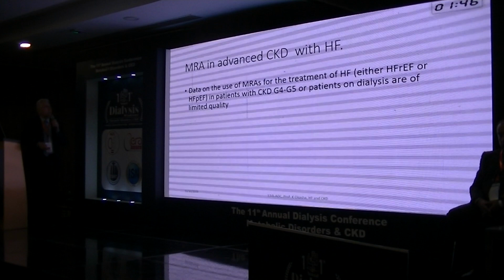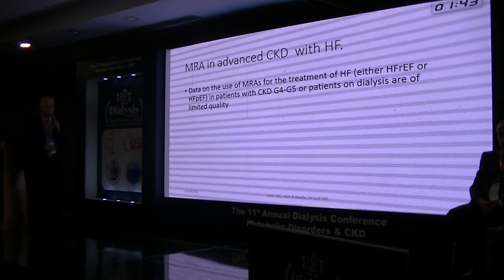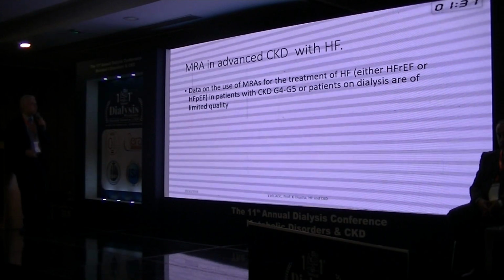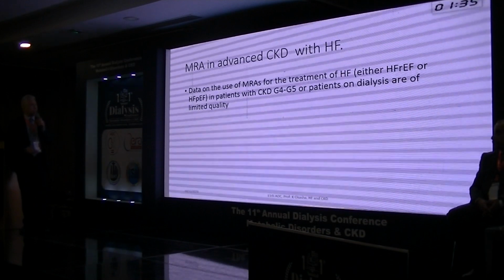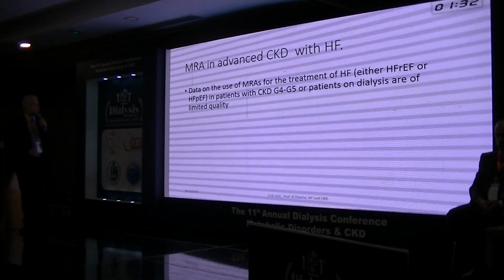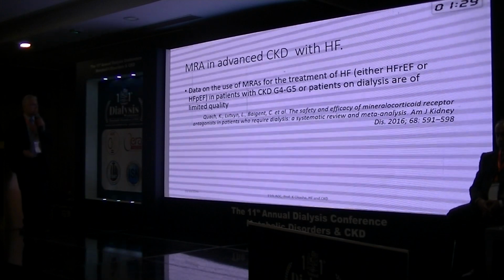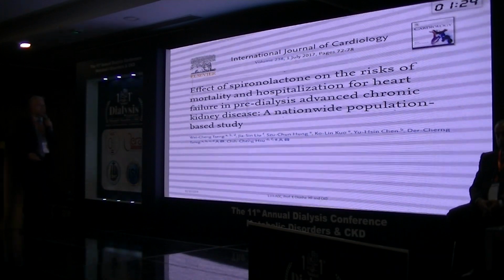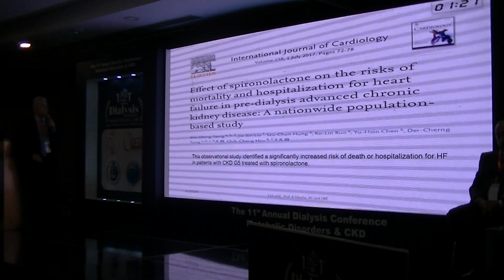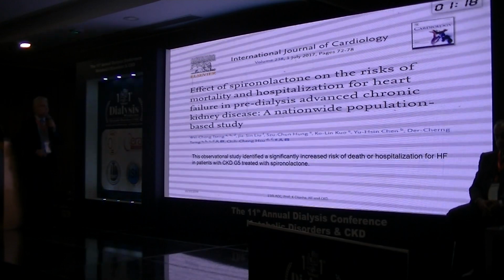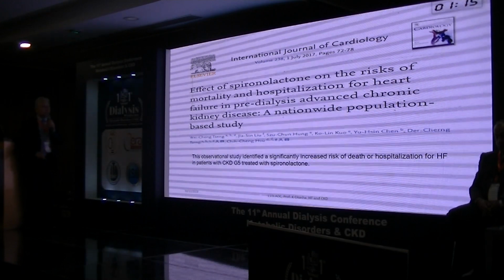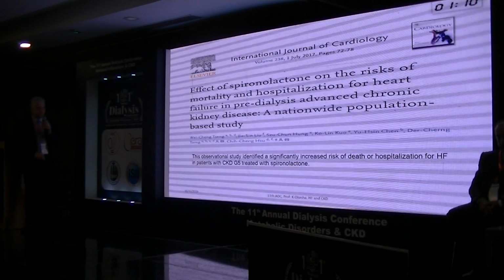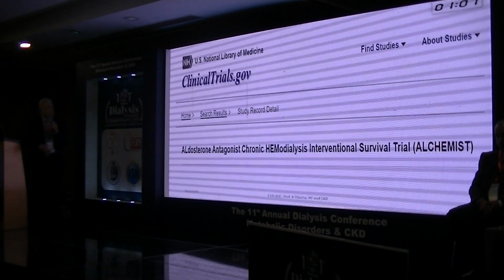And there is some concern about use of mineralocorticoids in patients with advanced chronic kidney disease with heart failure, especially patients suffering G4, G5, or patients on dialysis, which is associated with severe hyperkalemia. And this is one of these studies which has shown the effect of spironolactone among the patients on dialysis or advanced chronic kidney disease. This observational study identified a significantly increased risk of hospitalization for heart failure. Okay, so this is a very negative study.